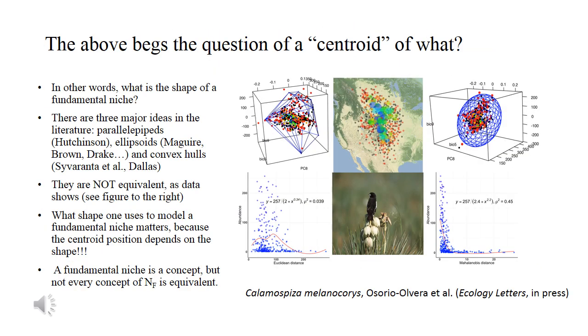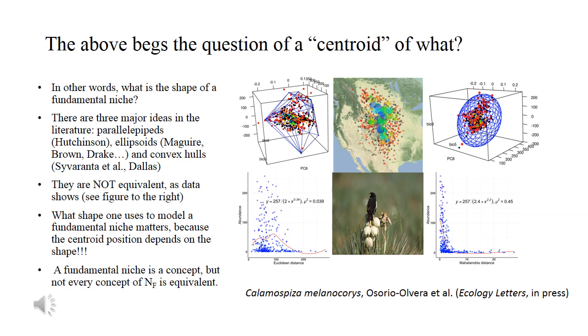Now, I have been talking all the time about the centroid of a niche, but centroid means the centroid of some geometric shape. What is the shape of a fundamental niche? This is a very interesting question, beginning with the fact that the fundamental niche is a concept. So what is the shape of this concept? Well, this is a complicated topic to go into all the details, but I am going to go in the simplest way I can. There are three major ideas in the literature.